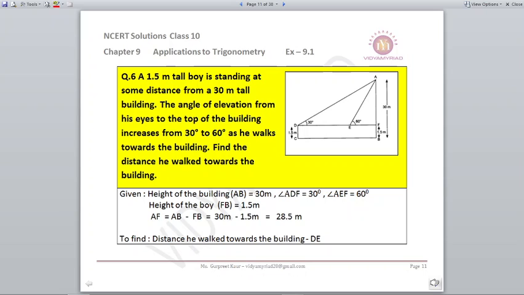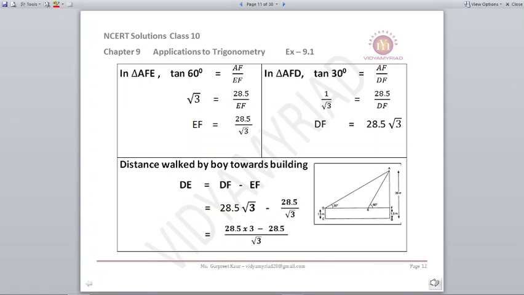Two angles are given to us, 30 degrees and 60 degrees, and the height of the building is also given. We need to find the distance walked towards the building, that is DE. Let's use trigonometry for this. First, we can use tan 60 as AF upon EF. We know the value of tan 60 is root 3, and AF we have just found, 28.5, divided by EF. So EF comes out to be 28.5 upon root 3.